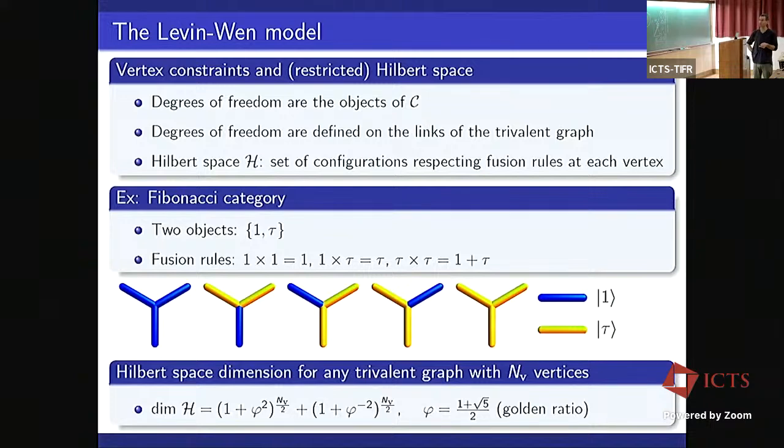So you can compute the total dimension of the Hilbert space. It's given by this formula. Believe me, it's an integer because it's the dimension of the Hilbert space. And phi here simply denotes the golden ratio. And this is obviously only for Fibonacci. It holds for any even N_V, but N_V has to be even because I essentially consider a compact surface and a trivalent graph. So there are additional constraints, but essentially for any even N_V, it's an integer.